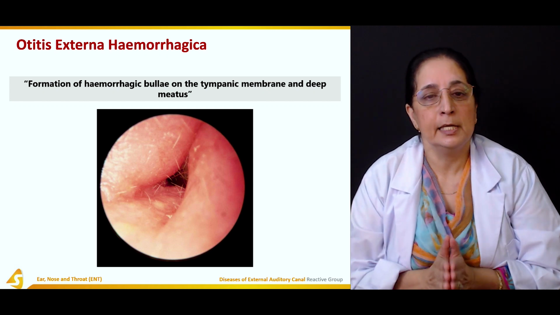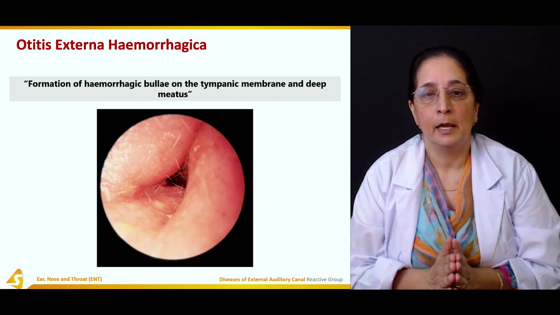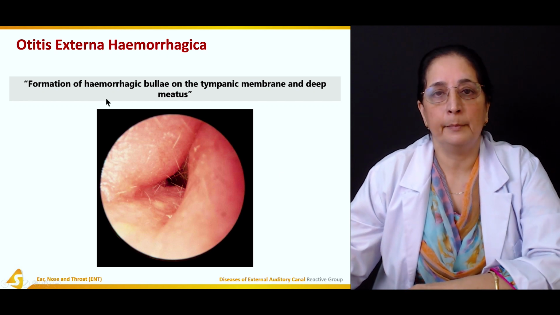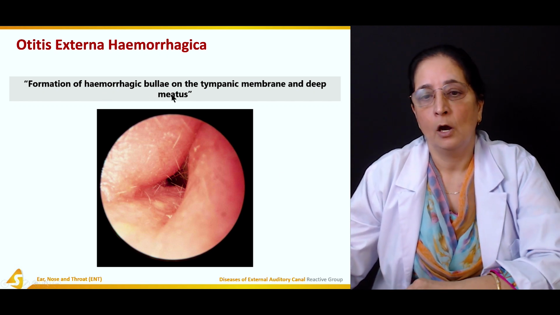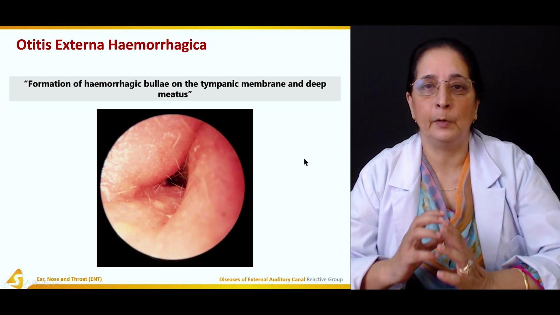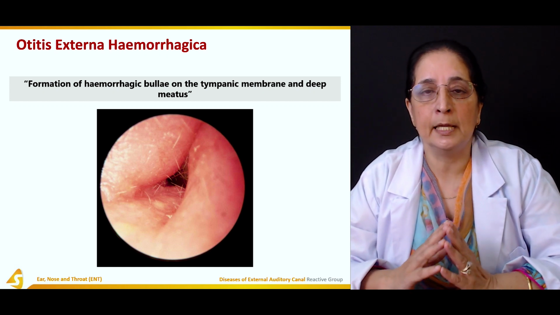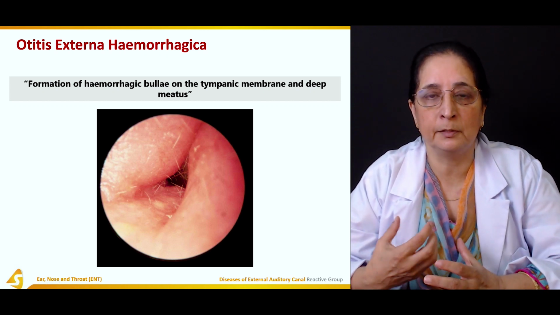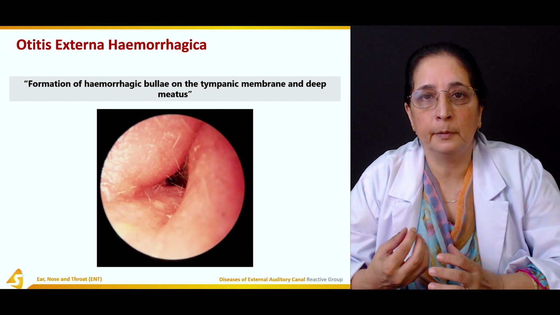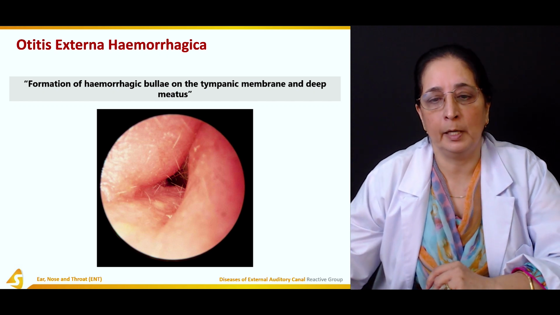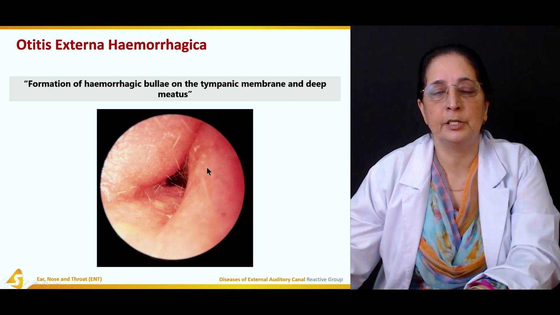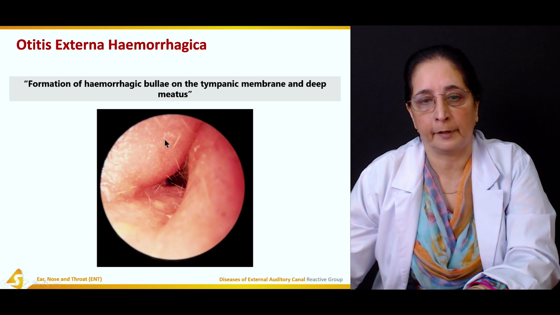Then the other condition is otitis externa hemorrhagica. In this, there is formation of hemorrhagic bullae on the tympanic membrane and deep meatus. So hemorrhagic bullae are present. You can see them as reddish due to the blood. They are reddish bloody collections or bullae. So you can see this reddishness and hemorrhagic bullae on the tympanic membrane.